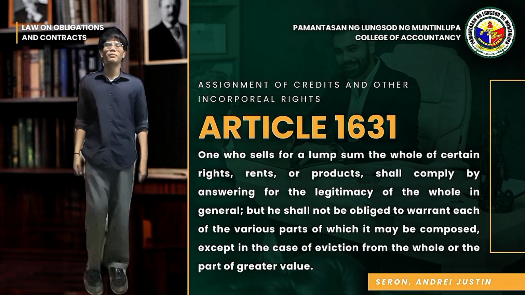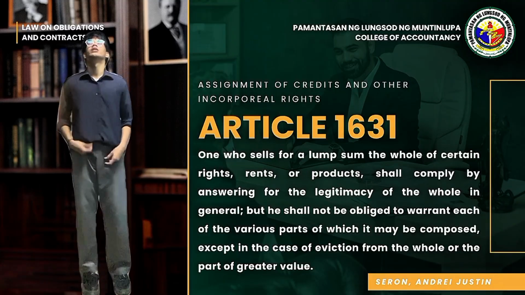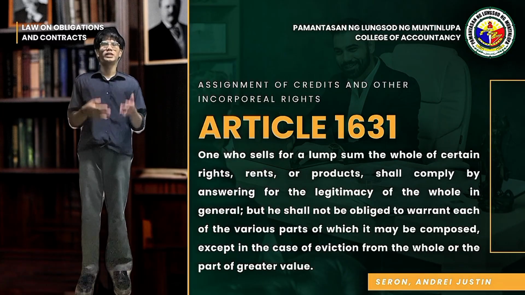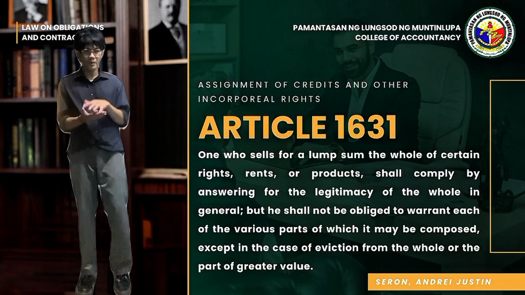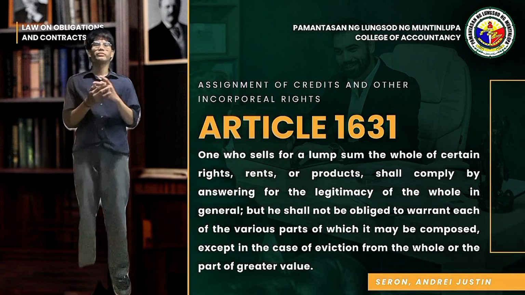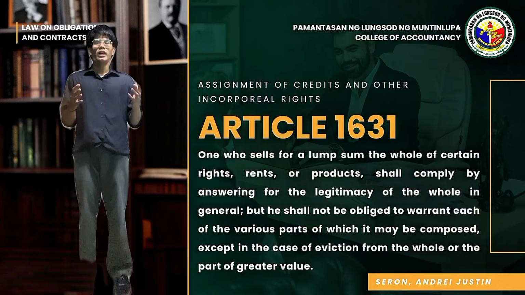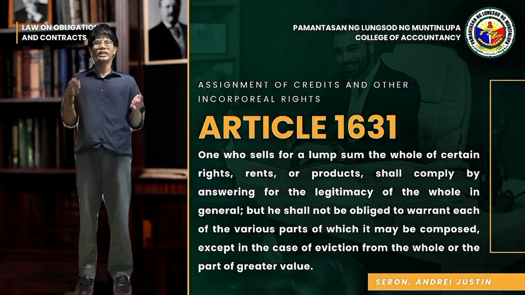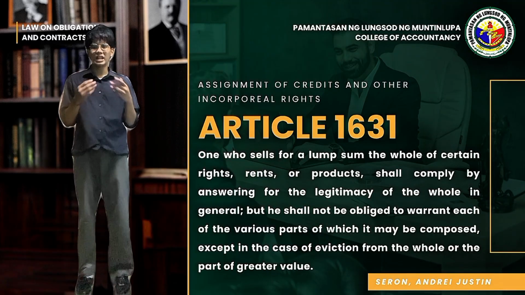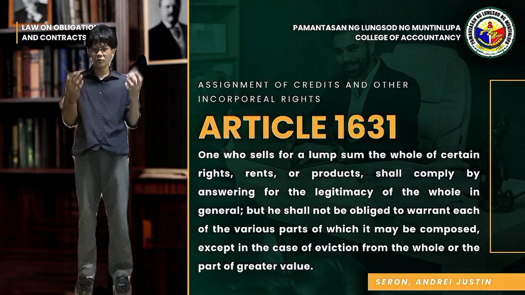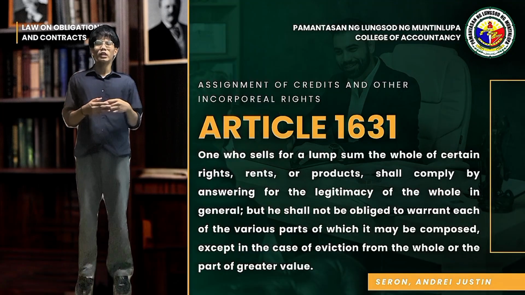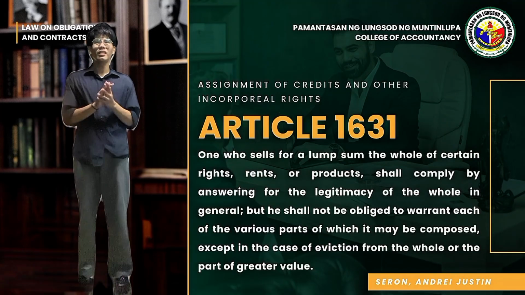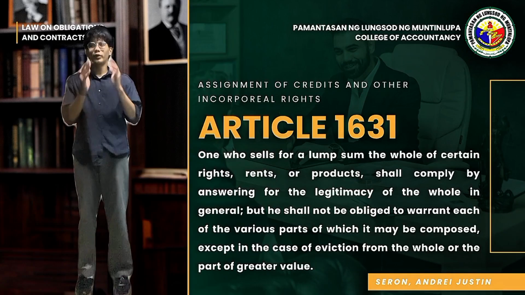So let's give an example to understand it better. Let's say Carl sells Diane all the corn crop from his farm this year for a fixed price, or one total price. Under Article 1631, Carl only guarantees that the entire corn crop is legitimately his and can be sold to Diane. He does not guarantee each individual ear of corn or each field's output. Then, suppose a small part of the crop is accidentally spoiled by a storm. Diane cannot blame Carl for that small loss.